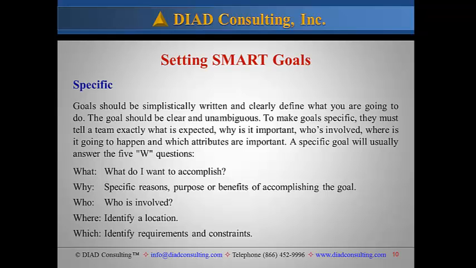What? What do I want to accomplish? Why? Specific reasons, purpose, or benefits of accomplishing the goal. Who? Who is involved? Where? Identify a location. Which? Identify requirements and constraints.